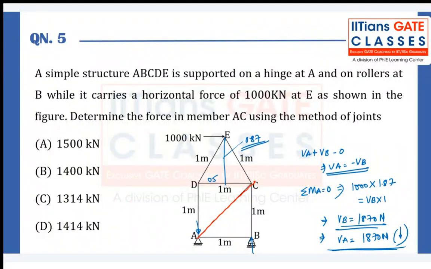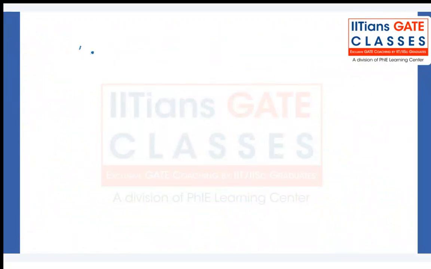Okay, now let's draw the free body diagram of joint A. Joint A has the downward VA, we just calculated. We have horizontal component of A, or you can also call it as FAB. Then we have FAD, and then we have FAC. We are interested in finding the FAC.